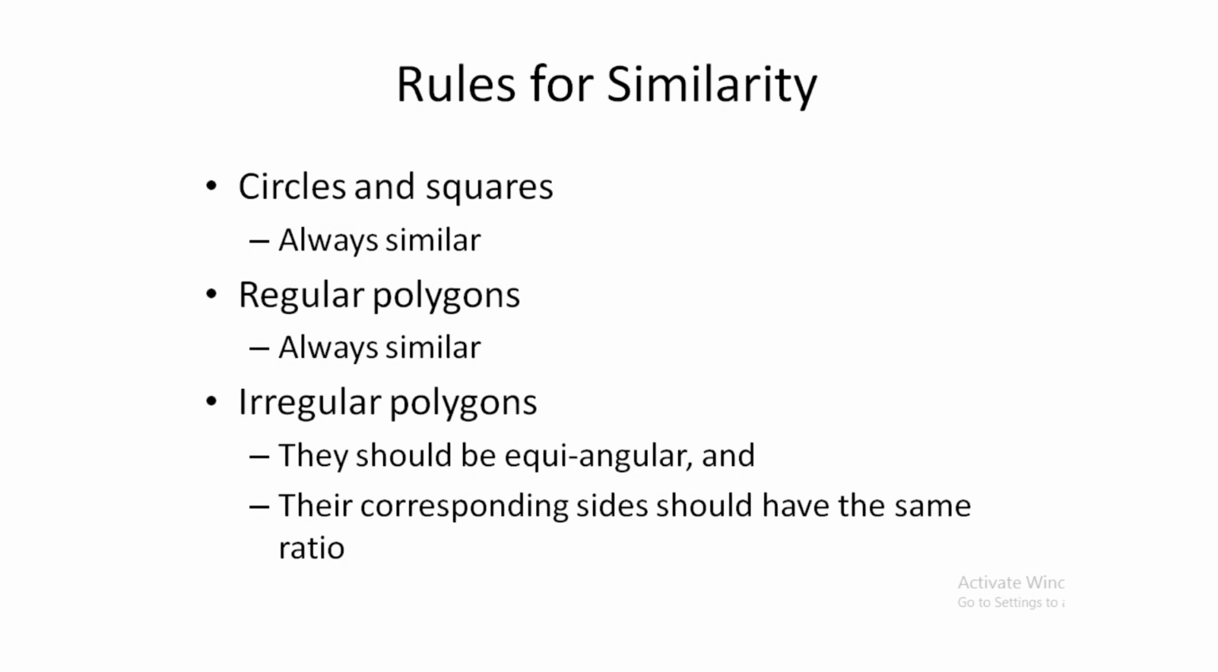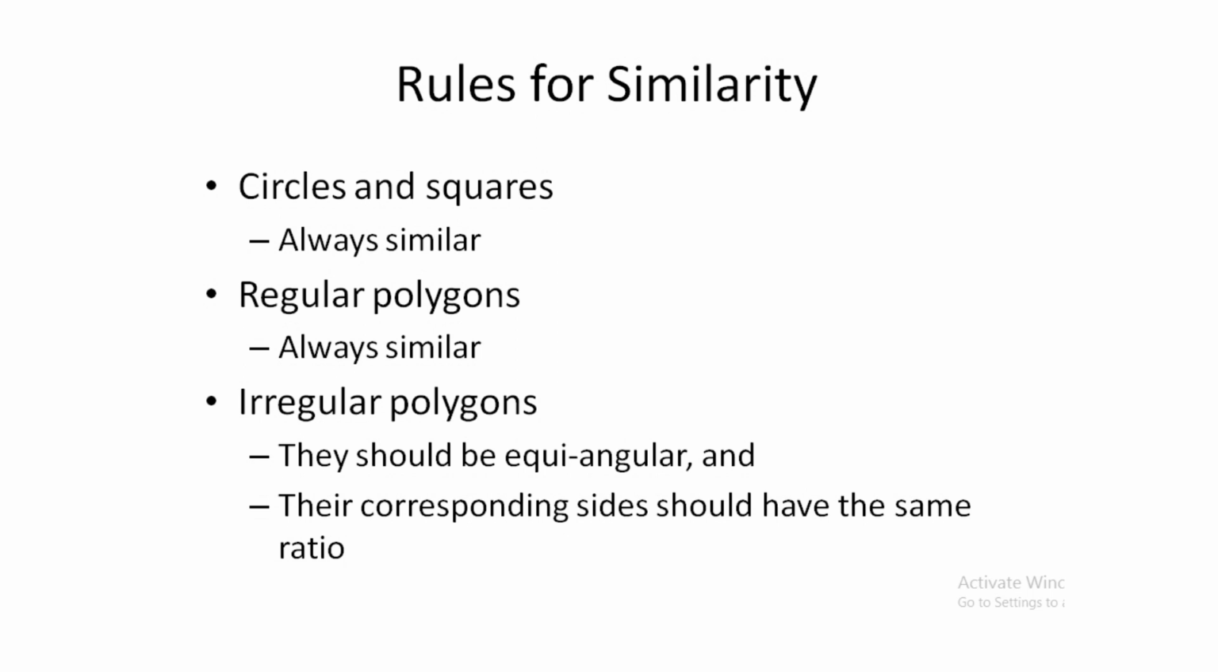Even if one of these two conditions is not satisfied, then those figures will not be deemed to be similar to each other. They will not be called similar to each other. To be similar to each other, both of these conditions have to be satisfied.